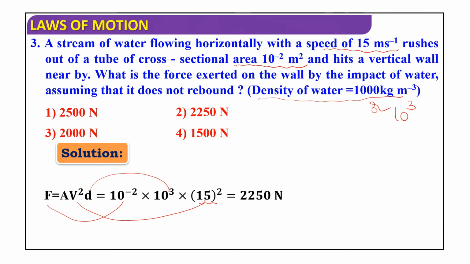When bases are equal, with respect to multiplication, powers should add. So 3 minus 2 is 1, and 10 to the power of 1 is 10. So 10 into 15 square, and 15 square is 225. So 225 into 10 is 2250 newtons. Okay, so that is the force.